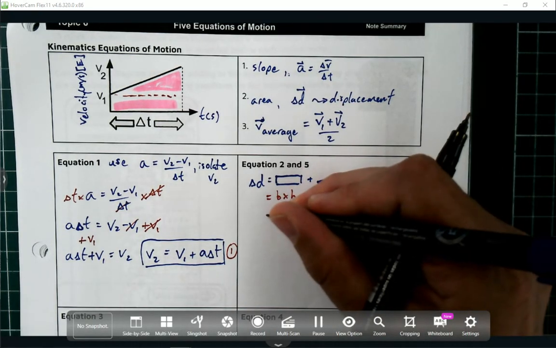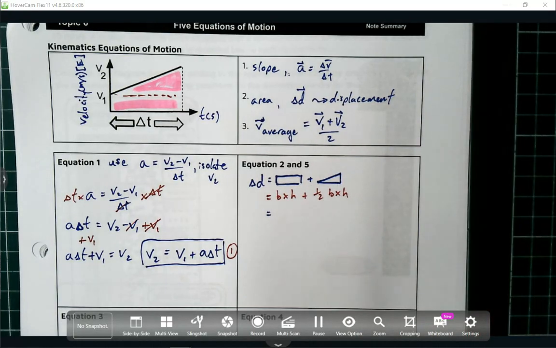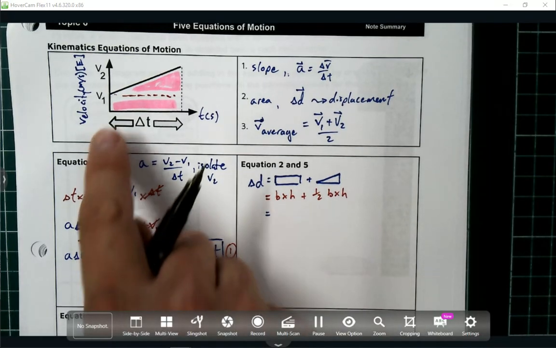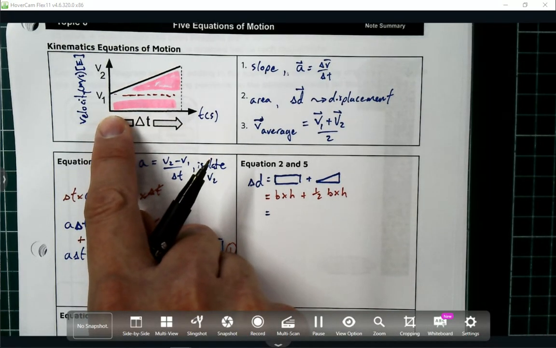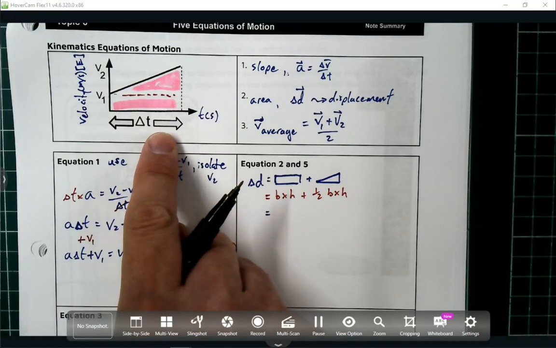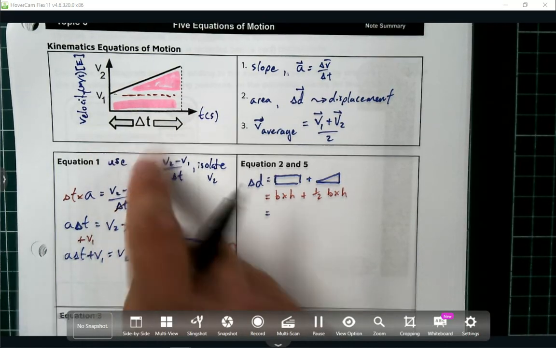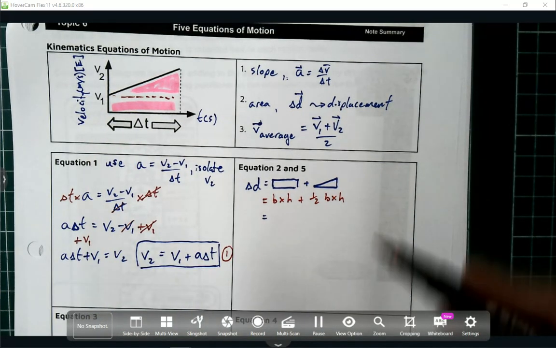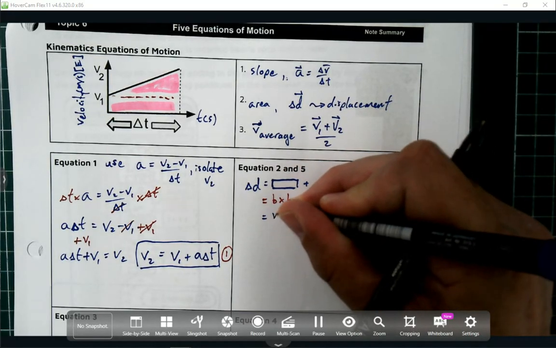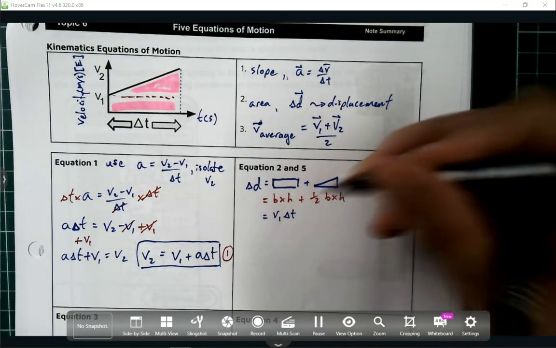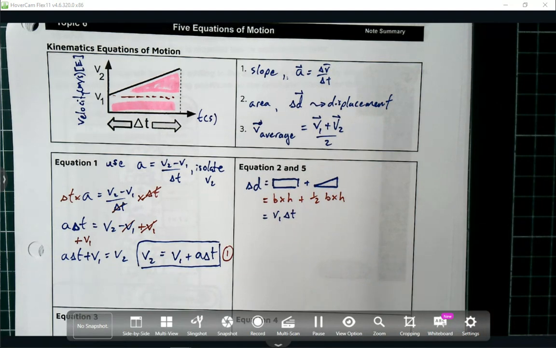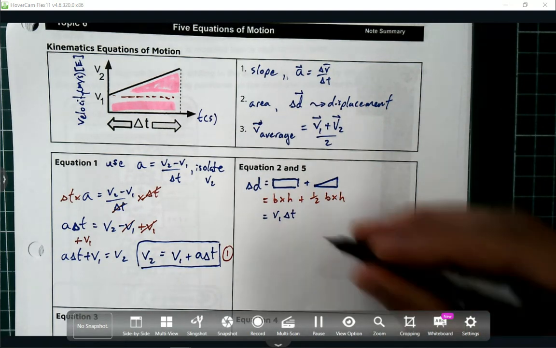I want to not leave it in that elementary school mode. I want to switch it over to useful variables that apply to this graph. So when I say base times height, look, this rectangle has a height of V1. Doesn't it have a base of delta T? Look at the dimensions that are on there, right? So I want to do this. I'm going to say base times height really is V1 times delta T. Notice stylistically, again, I'm leaving the time last. I keep on harping on that one.